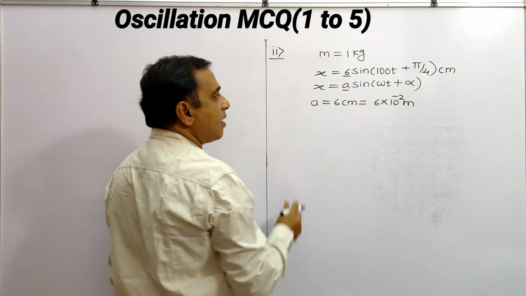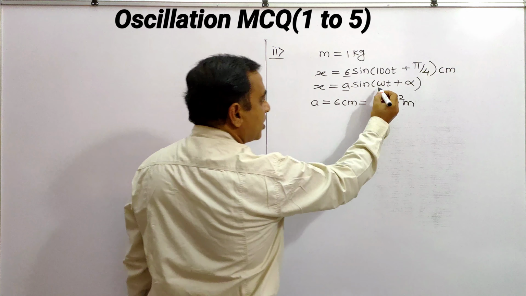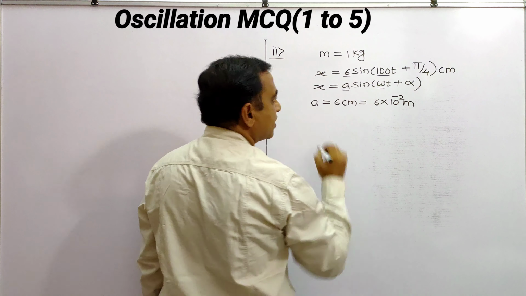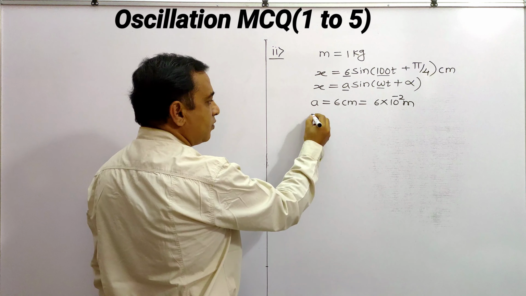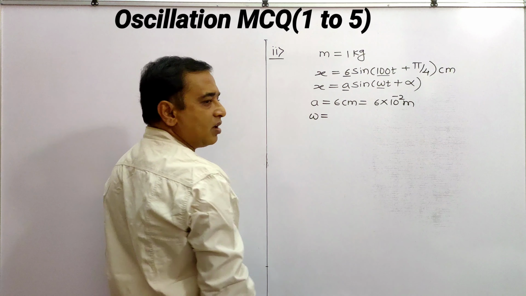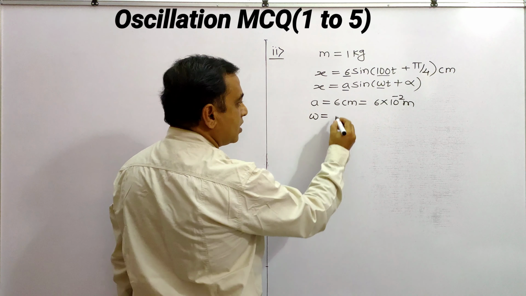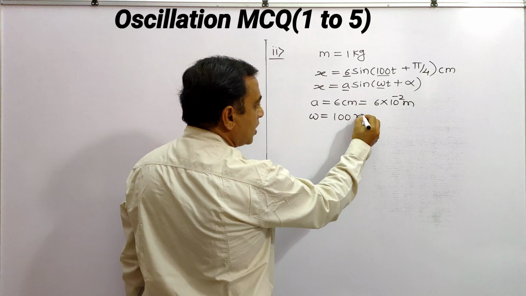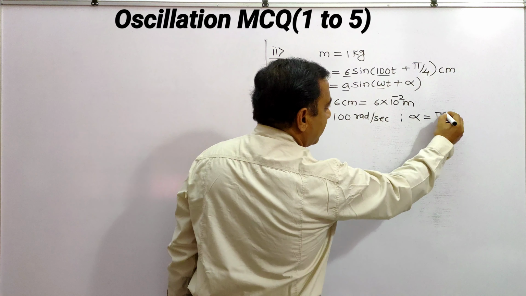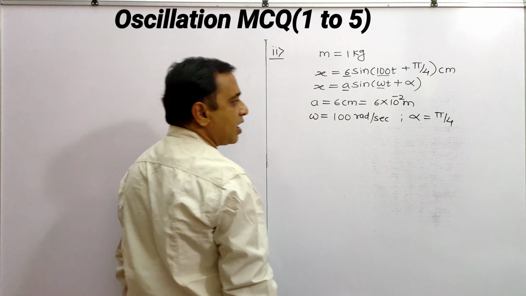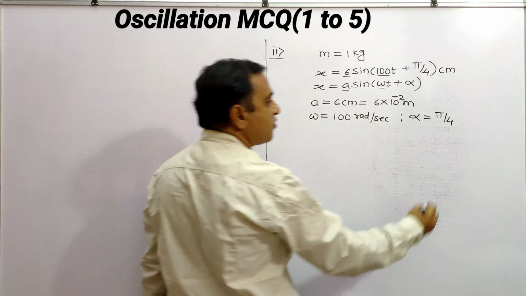So this is your amplitude. What about this omega? If we compare omega with this equation, here omega is equal to 100, and we know that omega is an angular velocity. So 100 radian per second. If it is so, what about the next, alpha? Here alpha means the initial phase, which is given by pi by 4 radian. So all these factors are given.